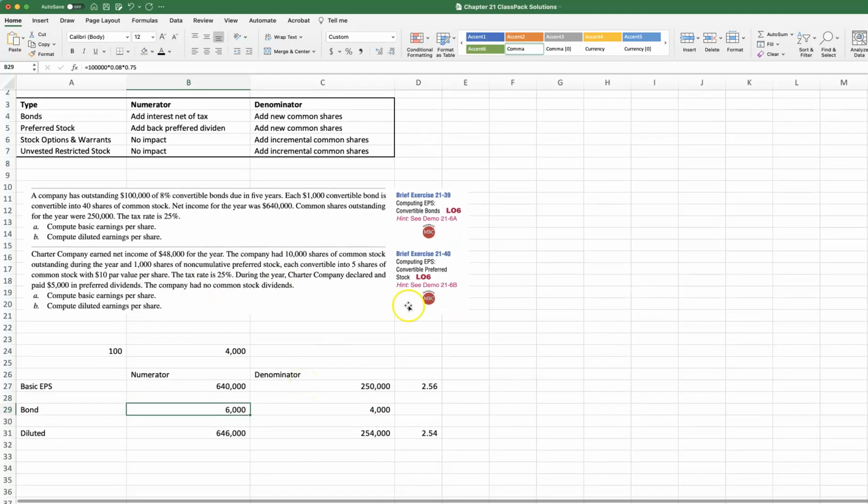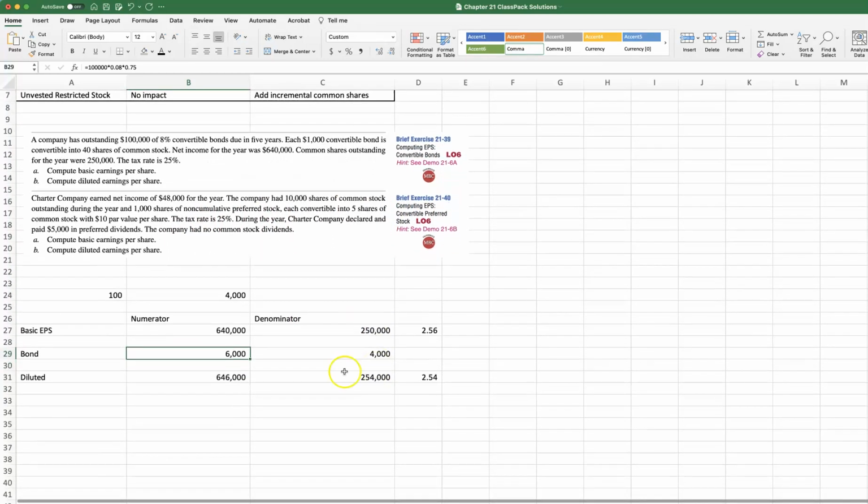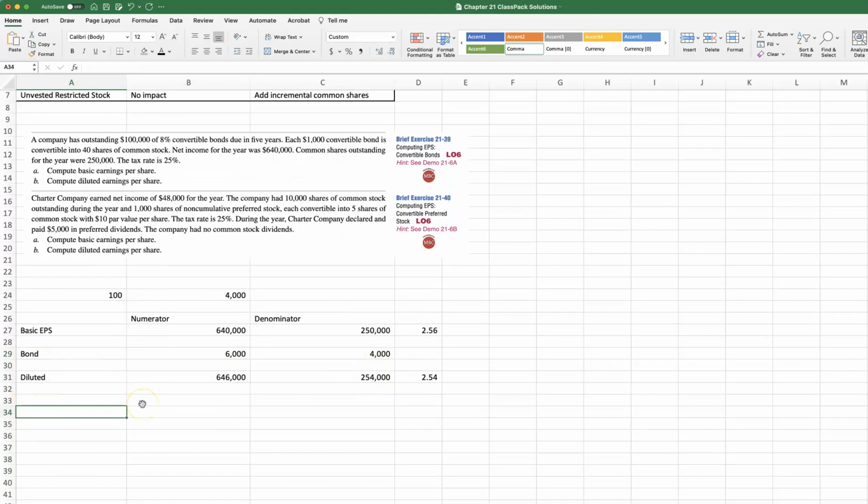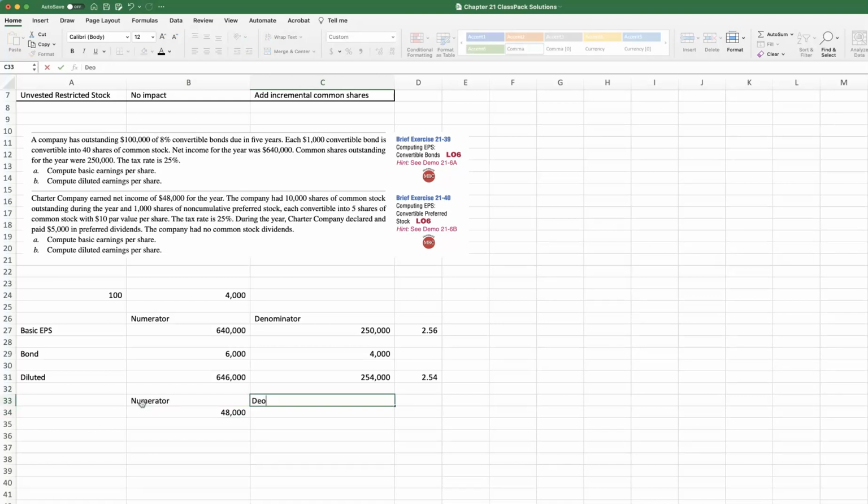All right, now let's compare that to convertible preferred. I'm going to do exercise 2140. So let's start with what we know about basic. So they have net income of $48,000. So again, I'm just setting up this problem the exact same way. I've got my numerator, I've got my denominator.